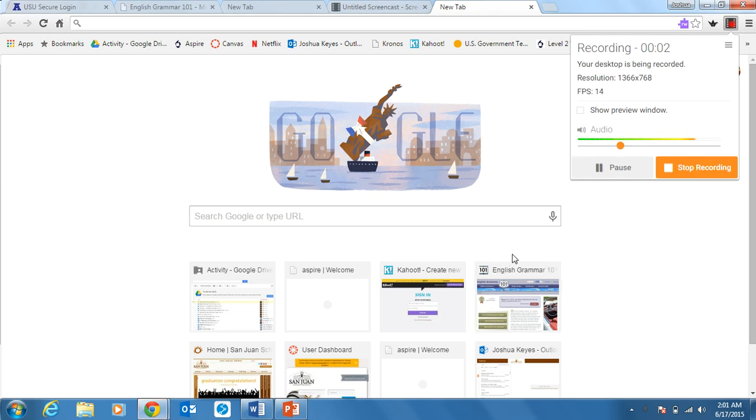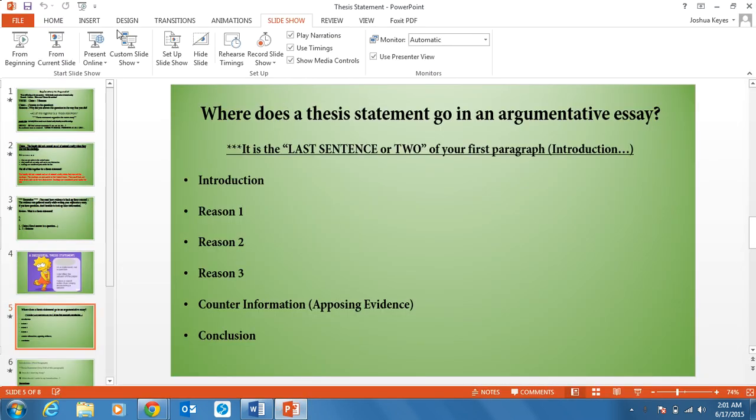Okay, you noticed these have 10-minute time limits. So this is part two. We were at this slide right here, maybe. We were talking about where the thesis statement goes in an essay.